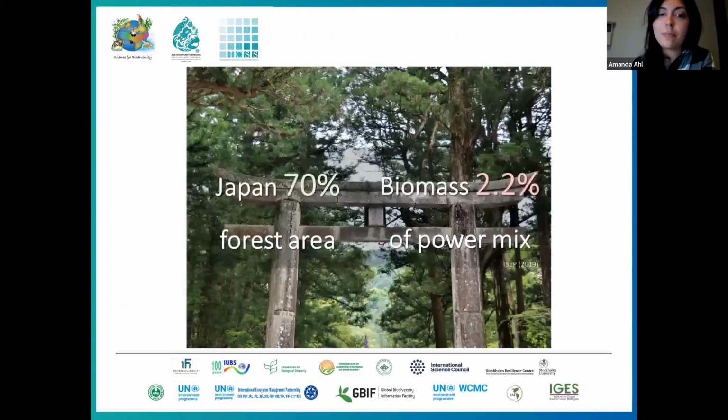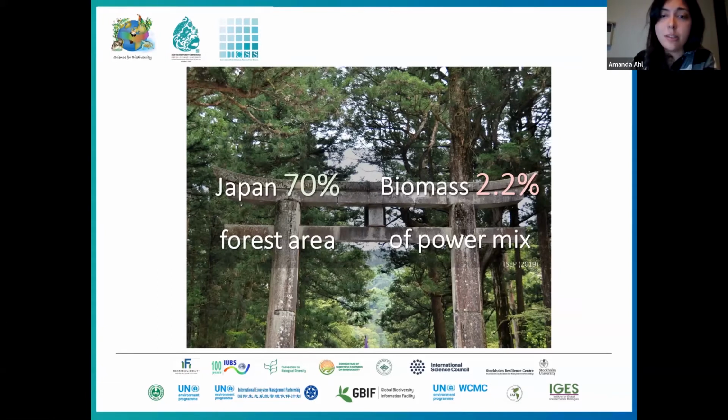And why Japan? Japan has a huge forest area, which is beautiful, but also very mountainous. At the same time, even though there are feed-in tariffs for biomass, woody biomass still only takes a few percent of the power mix. So we did this research to see how we might be able to support, in a sustainable way, of course, more woody biomass in the power mix in Japan.